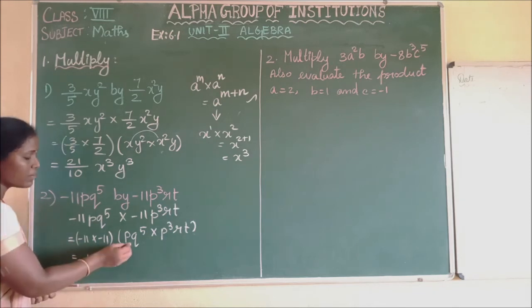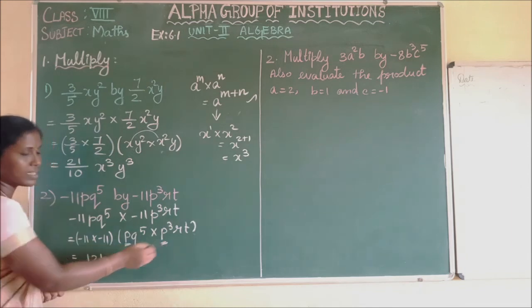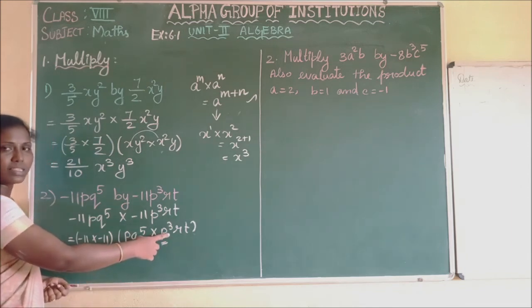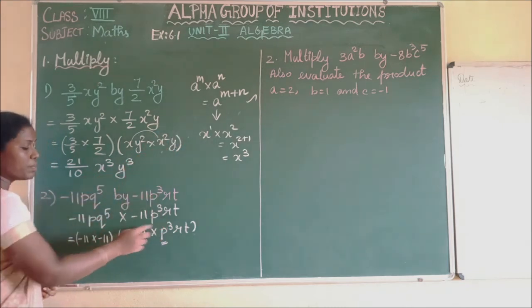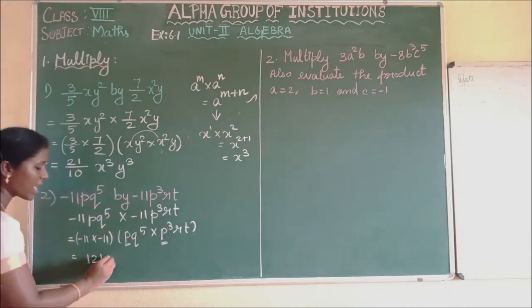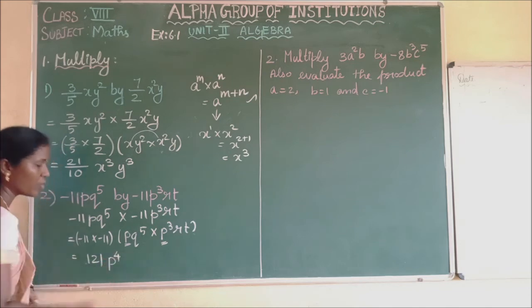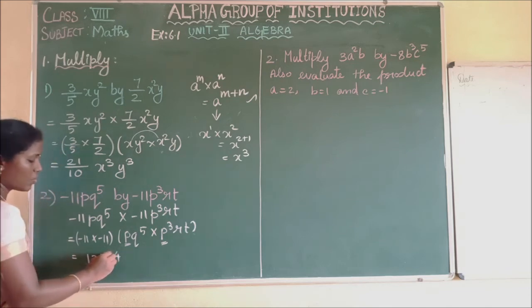Now see the variables here. p is there, here also p is there. What is the power of p here? 3. Here 1. Use the exponent rule. So 3 plus 1 is 4. If you multiply, add the powers. So p power 4.